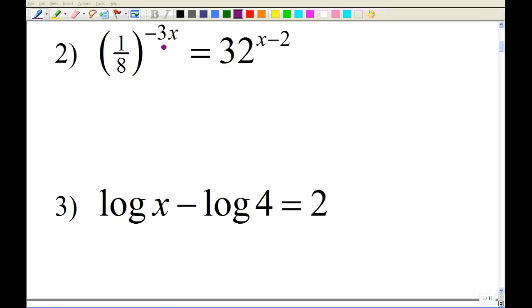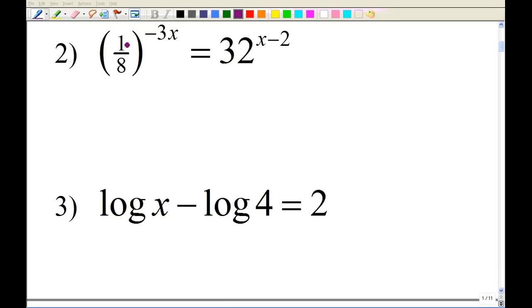So we have 1/8 to the negative 3x equals 32 to the x minus 2. So if you've done enough of these problems, you would first look to see, okay, can I make my bases the same here? Usually those are your two options, like number 1 where we rewrote it, we switched the forms, or number 2 here where we can make the bases match.